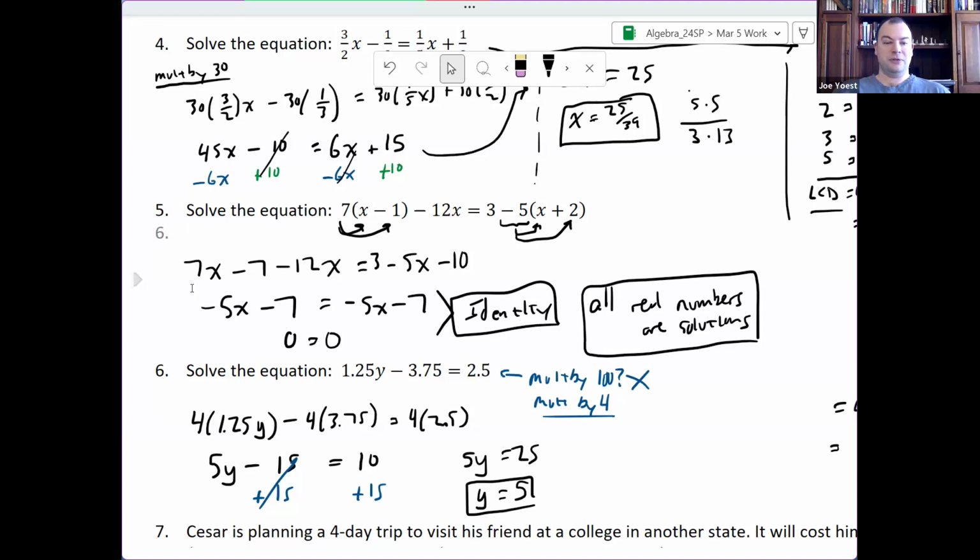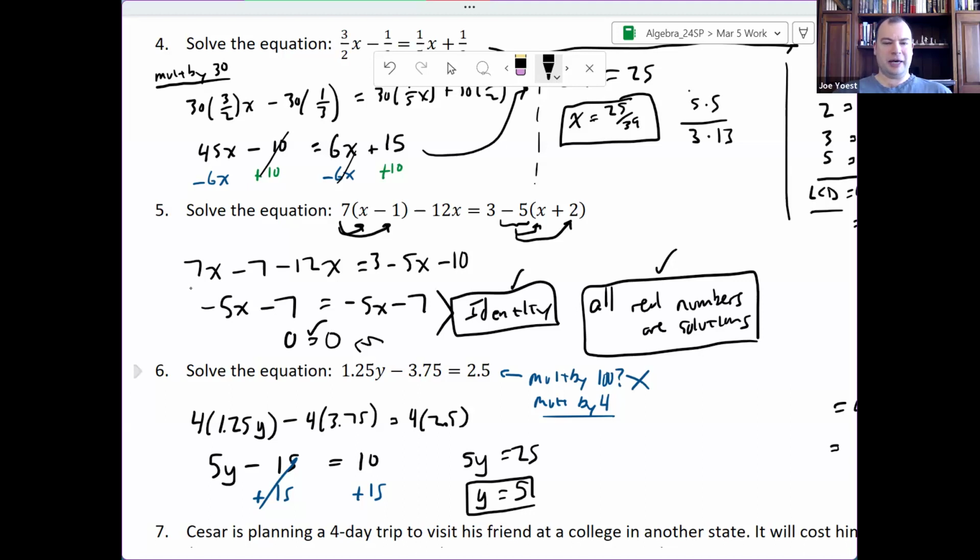So first, all of our x's went away. All of our variable terms went away. And second, the resulting equation, 0 equals 0, is the correct equation. Is 0 equal to 0? Yes. This, therefore, is an identity. It's a statement that's always true. So all real numbers are solutions.